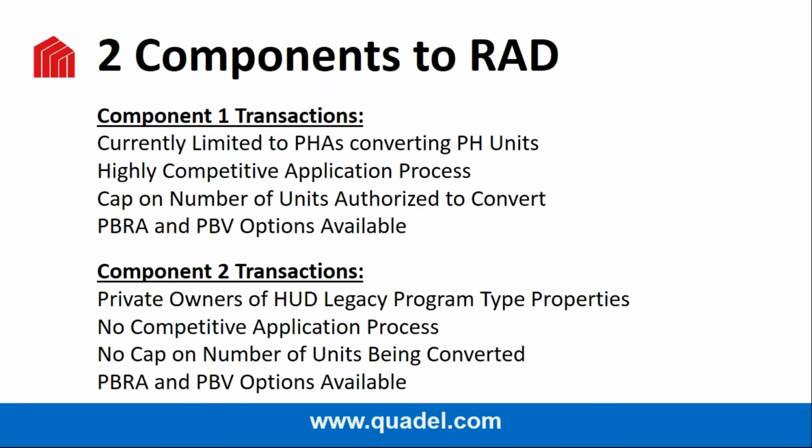Component 1 transactions are the most popular, and it is a highly competitive application process, with applications scored or ranked based on several factors. RAD Component 1 transactions had a previously imposed limit on the number of units authorized for conversion, and that limit initially authorized up to 60,000 units. However, back in December 2014, due to the high level of interest and popularity of the RAD program, HUD had received applications for more than 176,000 units.